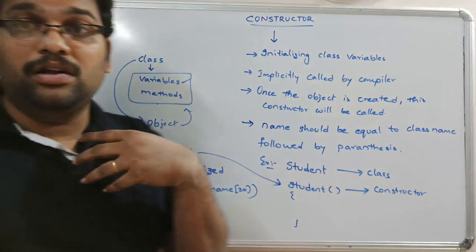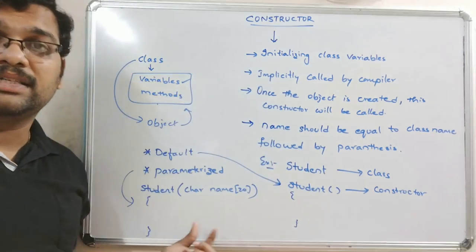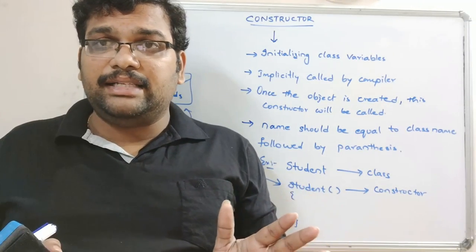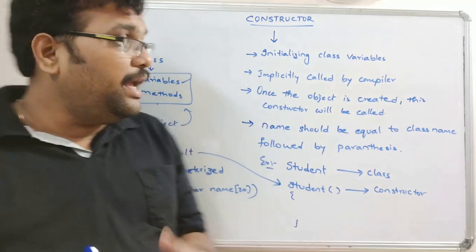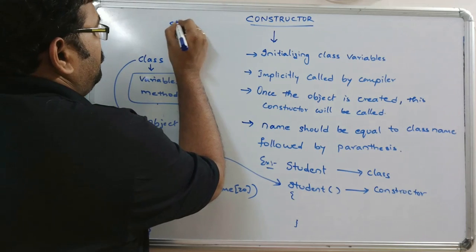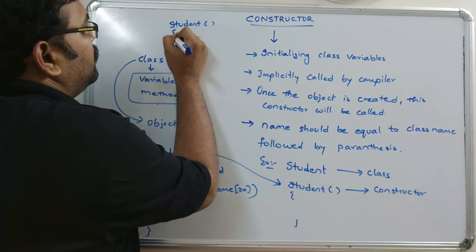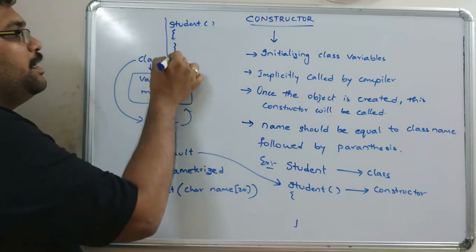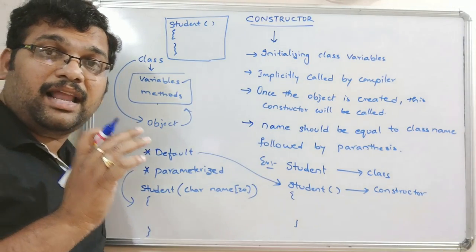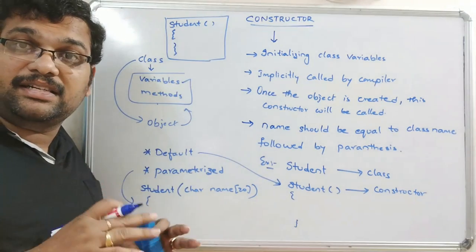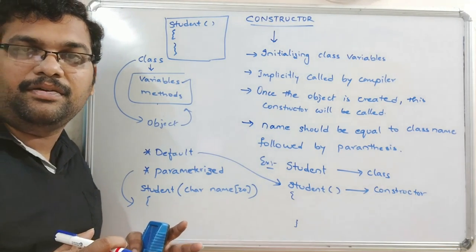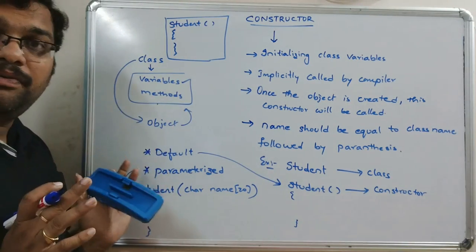So that means we can also pass parameters to the constructor, right? If we are not writing any constructor in a class, whenever the object is created, then the empty constructor will be implicitly called, that is, a constructor with an empty body. If you are not writing any constructor explicitly inside the class, this will be executed, right? So this is the concept of constructors.